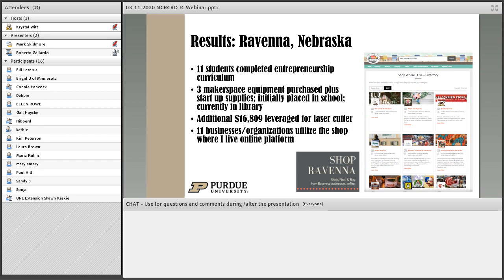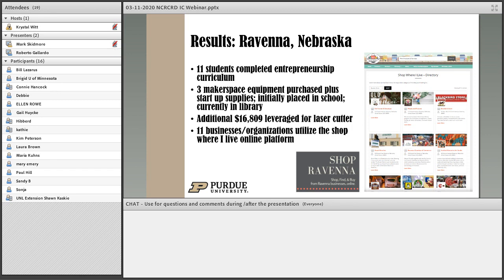One of the business owners or entrepreneurs did use a laser cutter to print some promotional material for their business. So again, it's this very cool concept of, okay, let's teach them entrepreneurship skills, let's then provide them some makerspace equipment if they need it, and then let's also provide them with an online platform to sell. So that's a very, very cool example here with Nebraska.